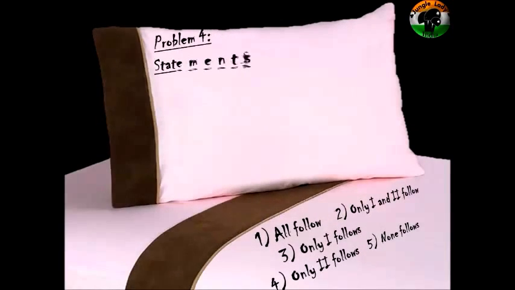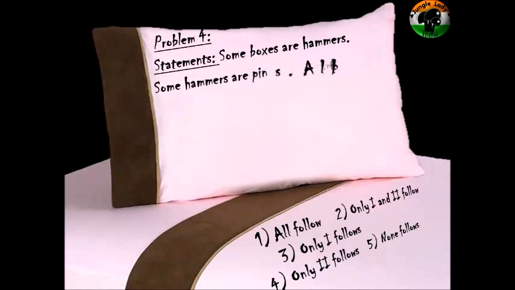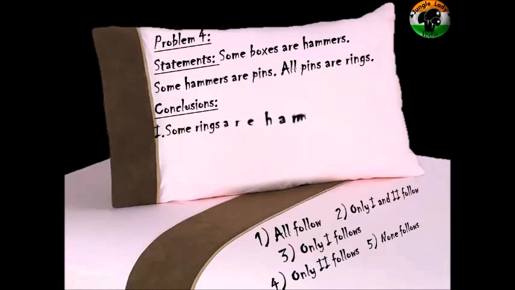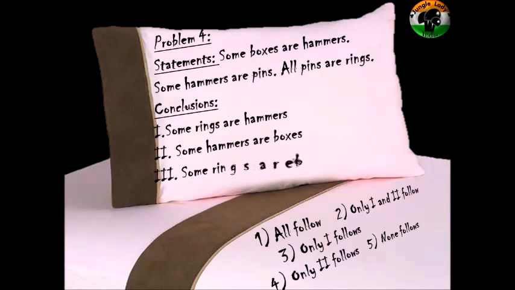Here is problem number 4 with statements and conclusions. Now step 1 is please check the conclusions if you have the word no. I don't have any word no, so I am going to draw only the no brain diagram for this problem. So statement 1 is some boxes are hammers. So how should I do this? Intersection between boxes and hammers.